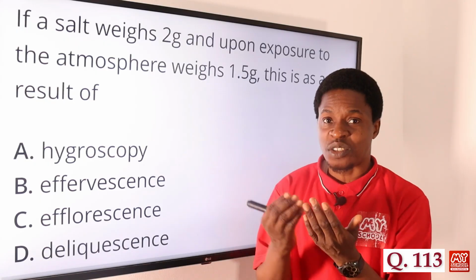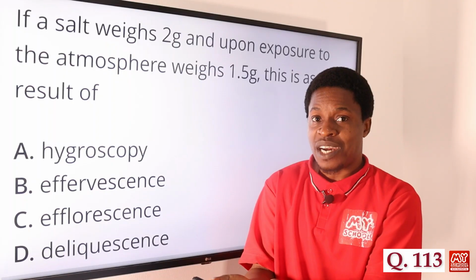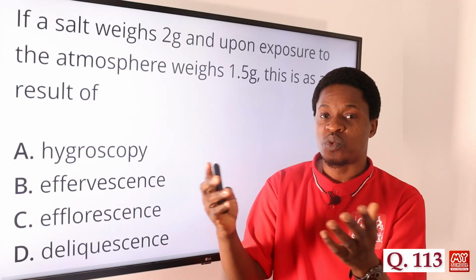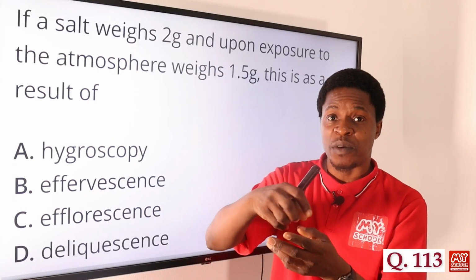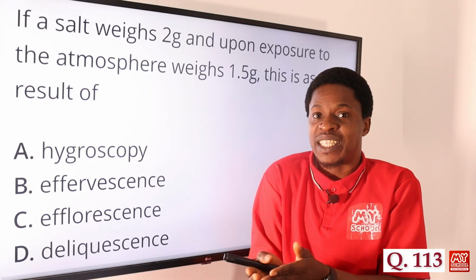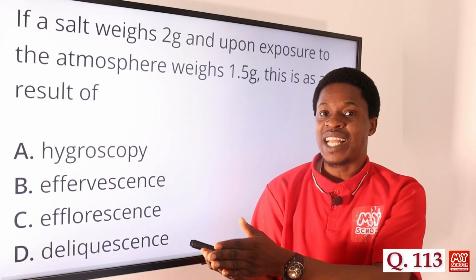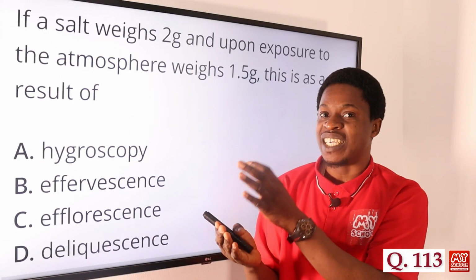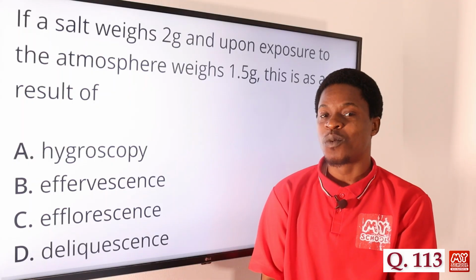What does it mean? The salt that was weighed was 2 grams. By the time you exposed it to the atmosphere, you removed the cover and it was exposed. What happened? You took the mass of the salt again and it now weighs 1.5 grams, which means there's a reduction in the mass. So what does that tell you?